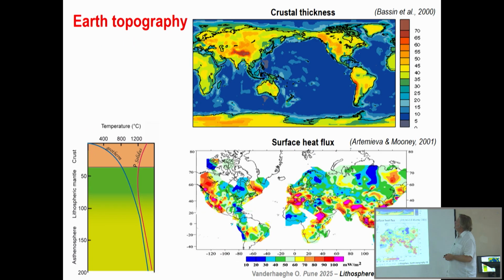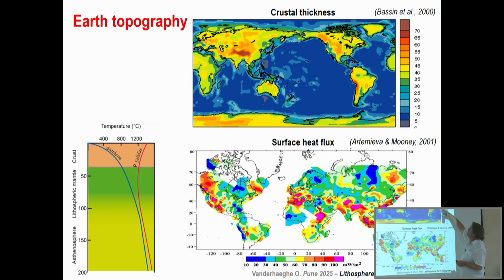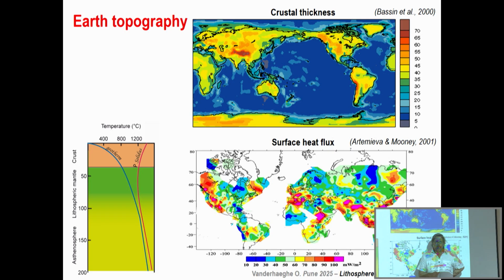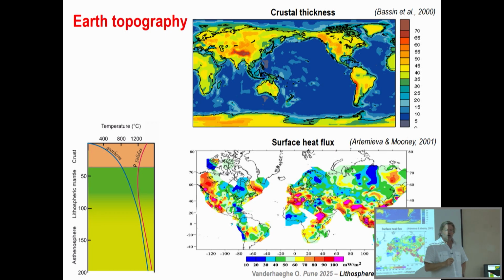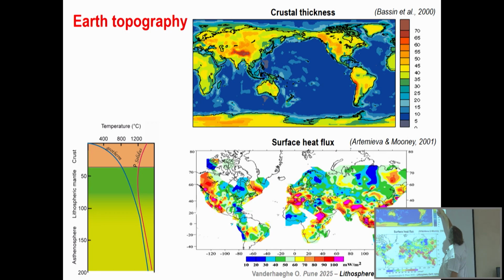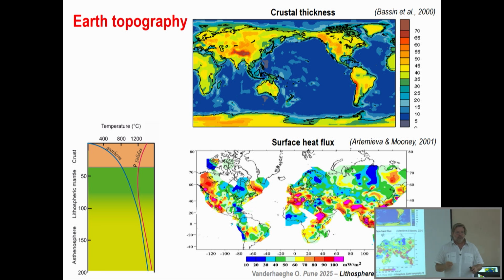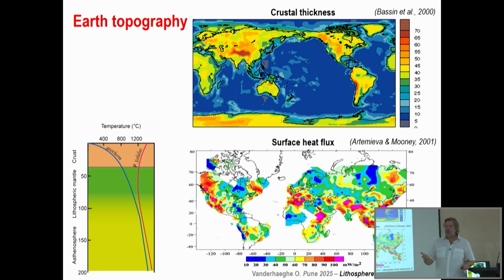What about continents? This is a map of crustal thickness that was compiled in 2000 by Bassin et al. And you recognize that the main mountain belts are correlated with zones of orange, which corresponds to thick crust. So mountains are correlated to thick crust.